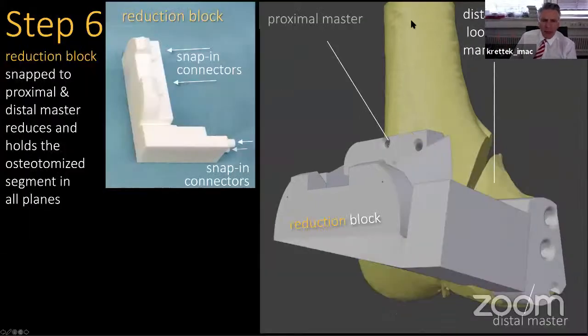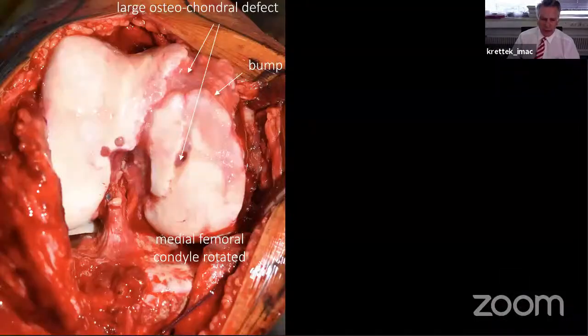And here we have a reduction block in step number 6. A reduction block has these connectors, and the connectors snap into the proximal master block and into the distal master block. Once this fits with this reduction block, we know the amount of reduction is done, because it's a deformity in multiple planes. It's shortened, it's rotated, and it's also deformed in valgus and the sagittal plane.